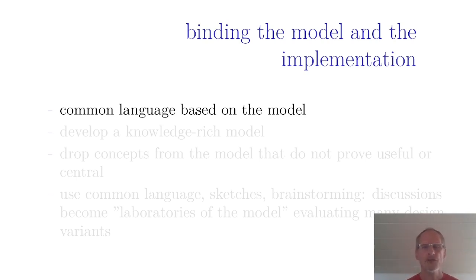In order to achieve such a tight binding between the model on the one hand and the implementation on the other hand, what we need is a common language that's based on the model. This is what we have talked about in other courses already. It's sometimes called the ubiquitous language. It is a language that is spoken by the entire team around any activities or any artifacts or any deliverables that derive from the project.